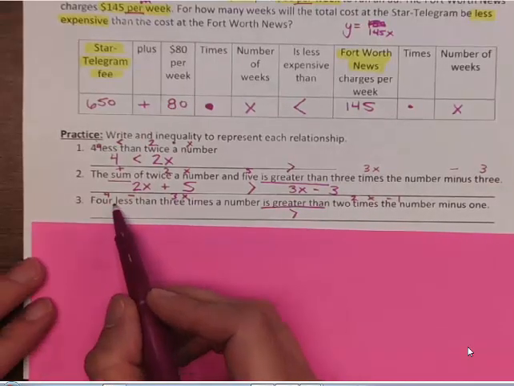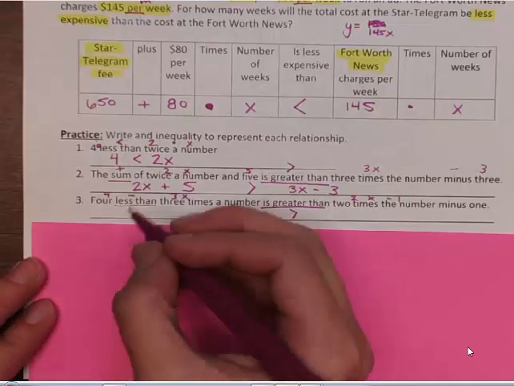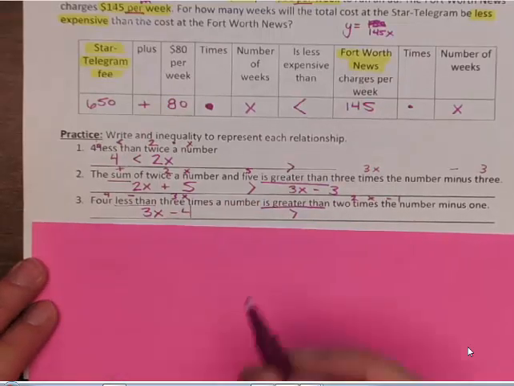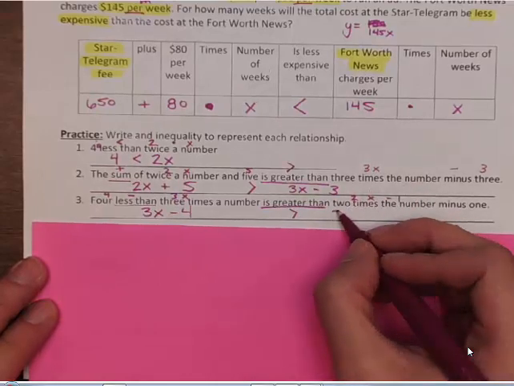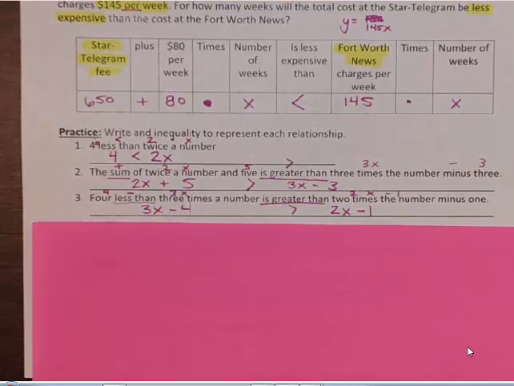However, when you see less than, that means we have to flip-flop because we're actually taking away 4 from the 3 times a number. So my left side should look like this. 3x minus 4 is greater than my 2 times a number minus 1. So my answer here should be 3x minus 4 is greater than 2x minus 1.